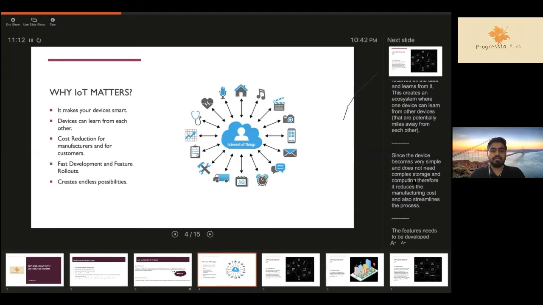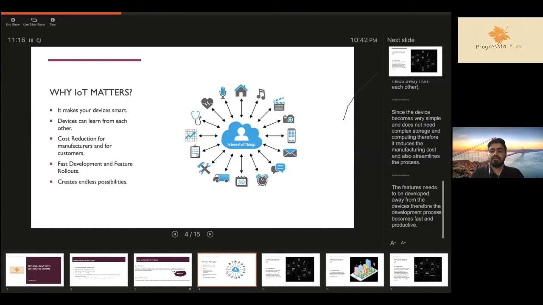And then there are fast development and feature rollouts. Since the devices are dumb in themselves, and the features that need to be developed are not being pushed to the device itself, the development process becomes faster and more productive, and the features get rolled out not to the devices but to the cloud, or to the brains of the Internet of Things. All these things are creating endless possibilities in this domain, so let's jump into those possibilities and see what's going on in the IoT world and IoT domain.